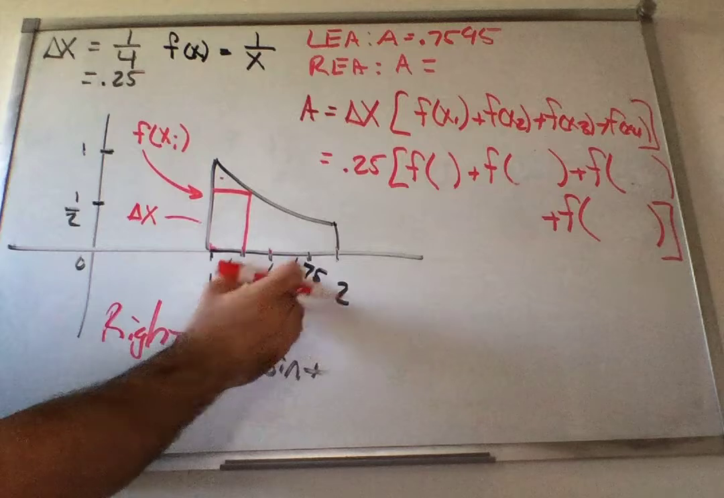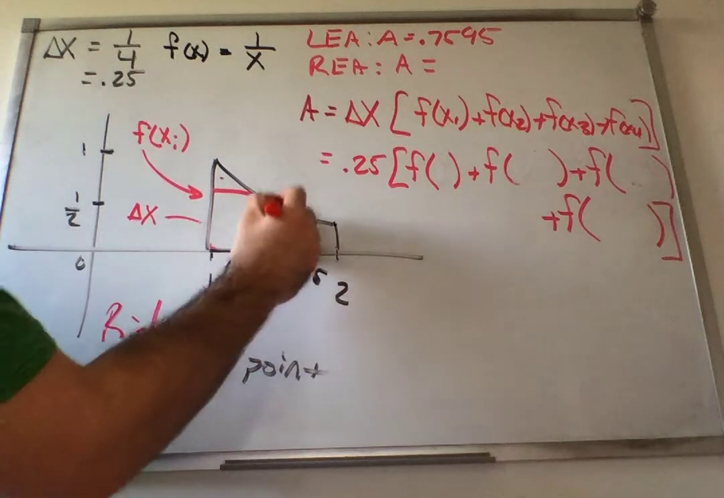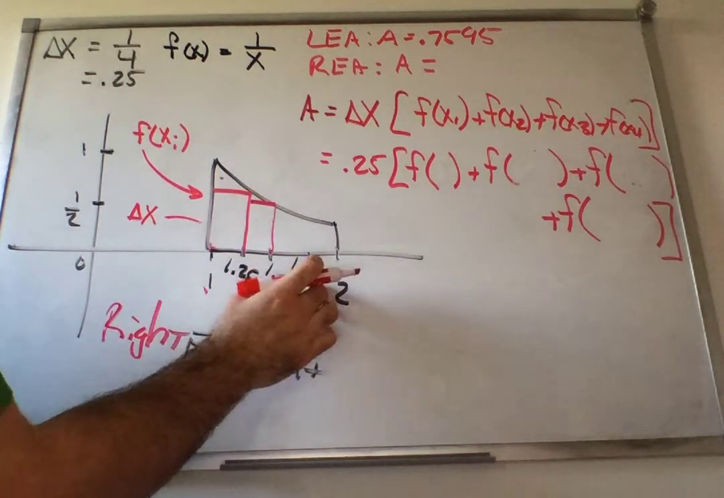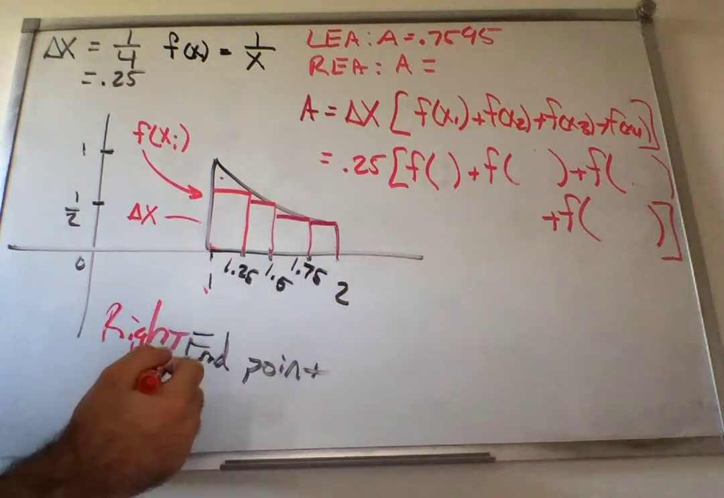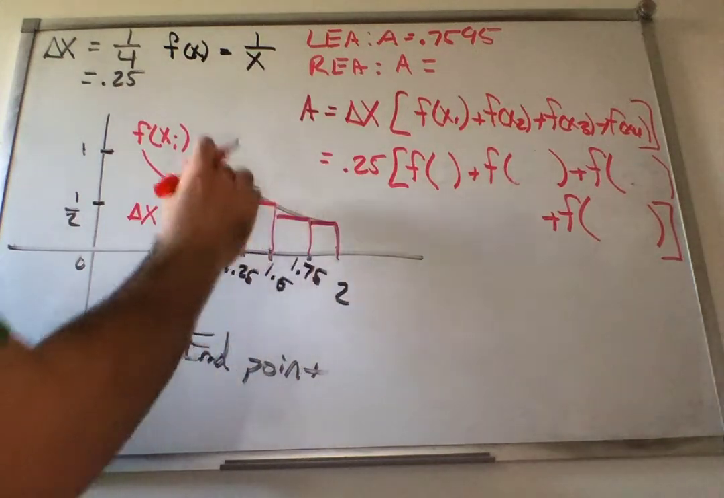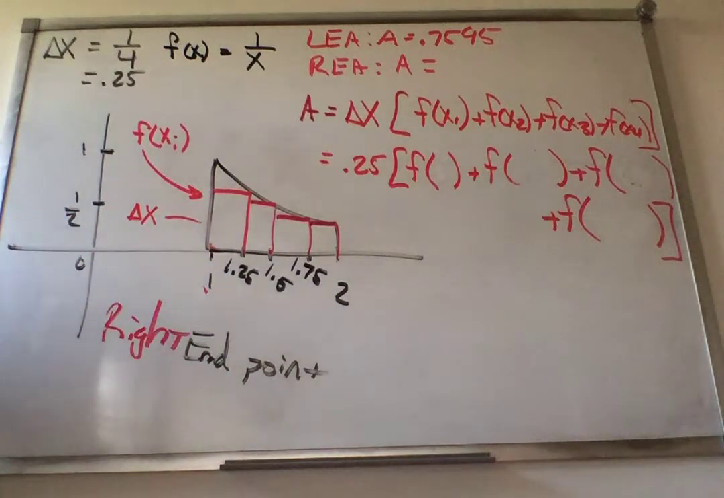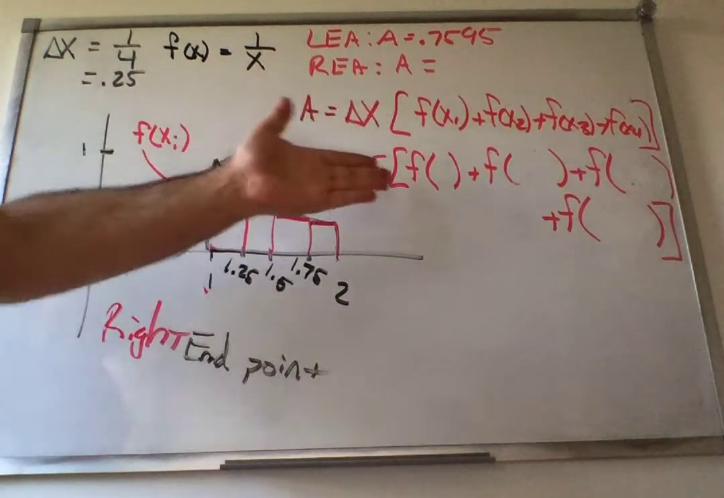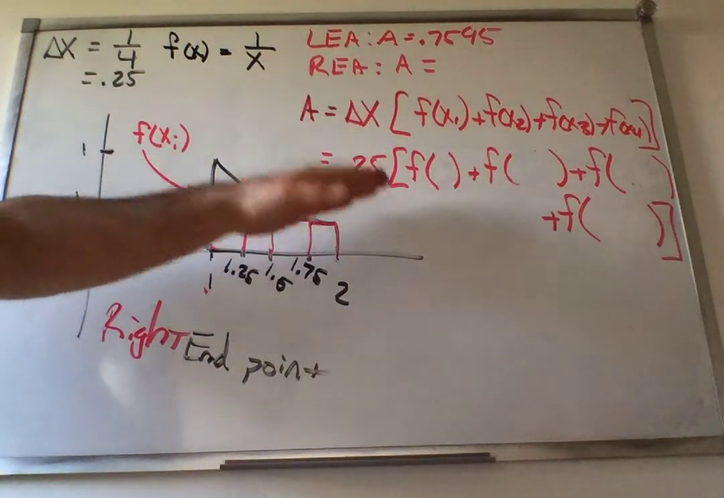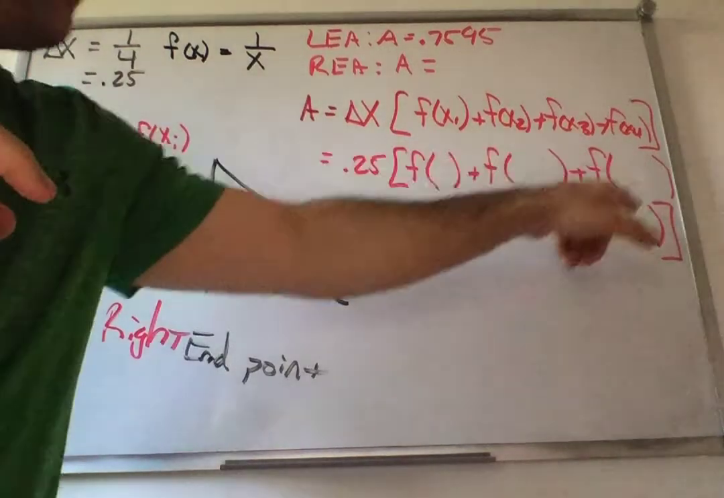So do the same thing. We choose the one on the right, go up, over. Choose the one on the right, go up, over. Choose the one on the right, go up, over. So there are our 4 rectangles that we are going to pick. So the process is very much the same. The area is still exactly this. The only thing that changes here are the function values.